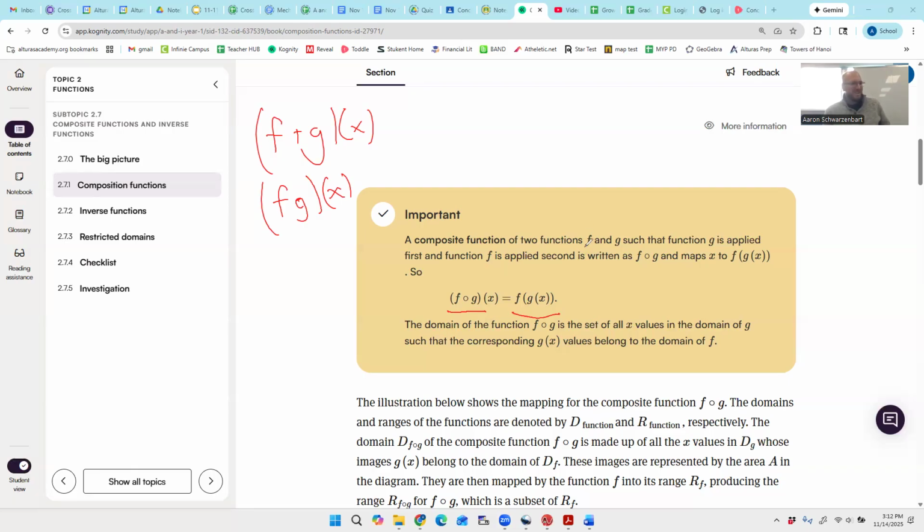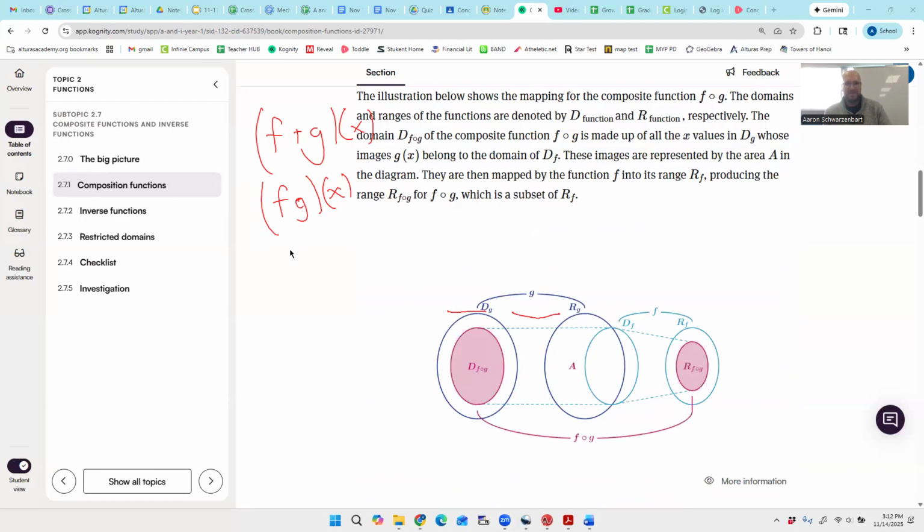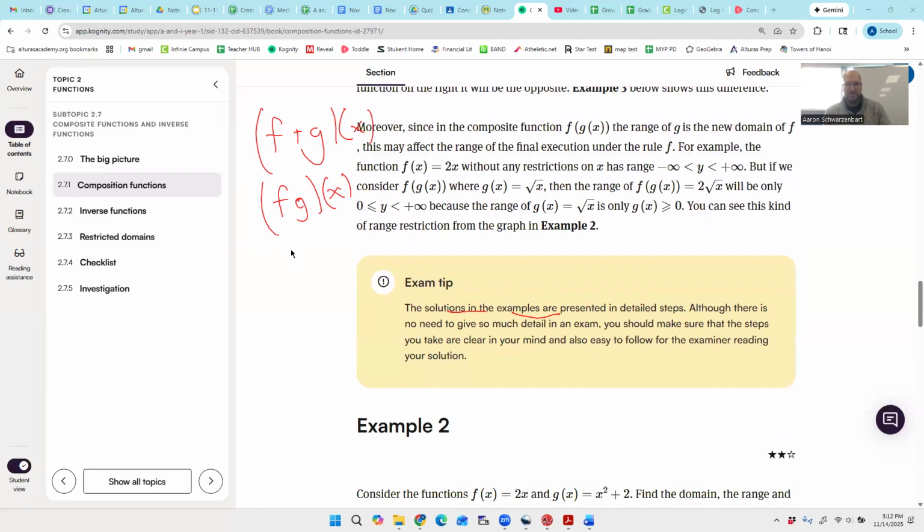This works from the inside out. And so inside out means we're going f, g, the g function goes into f. And so theoretically, you've done this, everybody's done this before.